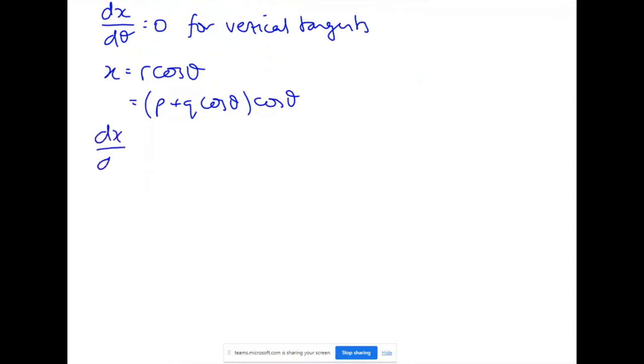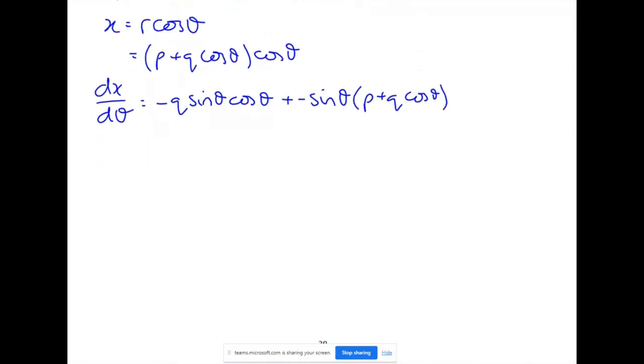I'm going to use the product rule on this. Differentiate the first one, the p disappears, cos goes to minus sine, so minus q sine theta times cos theta. And then if I differentiate cos, I get minus sine times this, minus q cos theta. Let's expand this out and see what we get. So minus q sine theta cos theta minus p sine theta minus q sine theta cos theta, that's equal to 0.